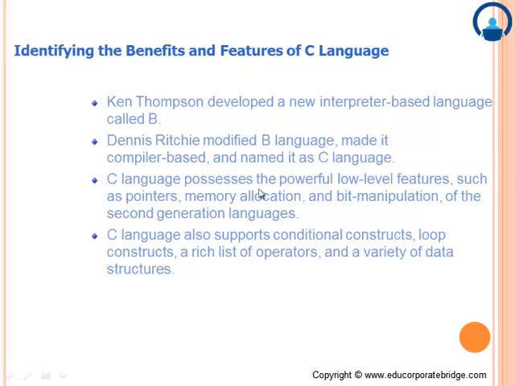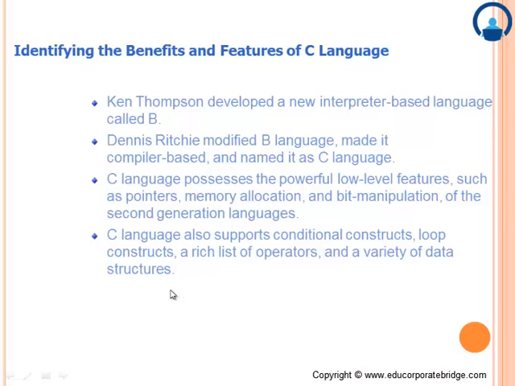C language possesses powerful low-level features of the second generation languages, such as pointers, memory allocation, and bit manipulation. C language is counted as a very powerful low-level language of the second generation, and it also supports conditional constructs like loops, a rich list of operators, and a variety of data structures. It is a very flexible and powerful language.